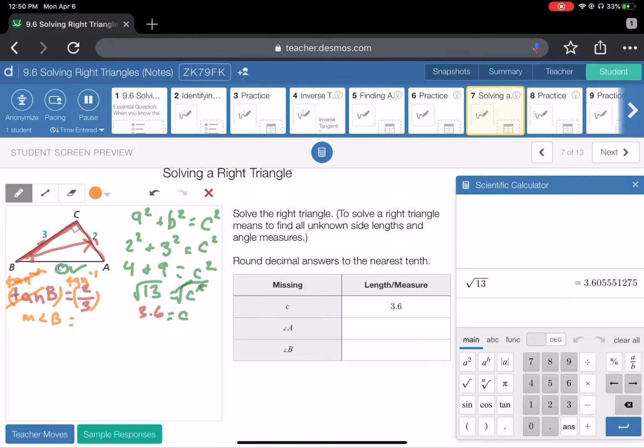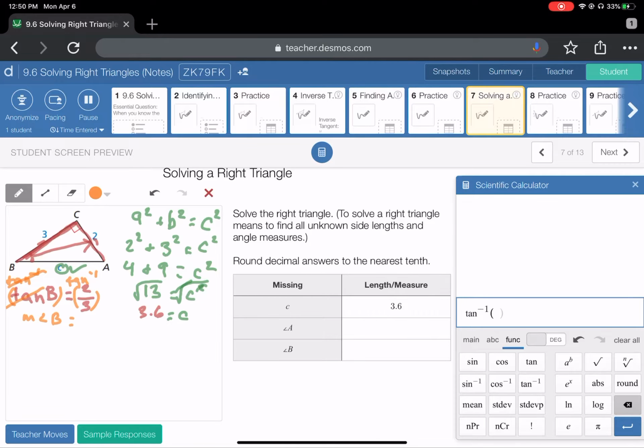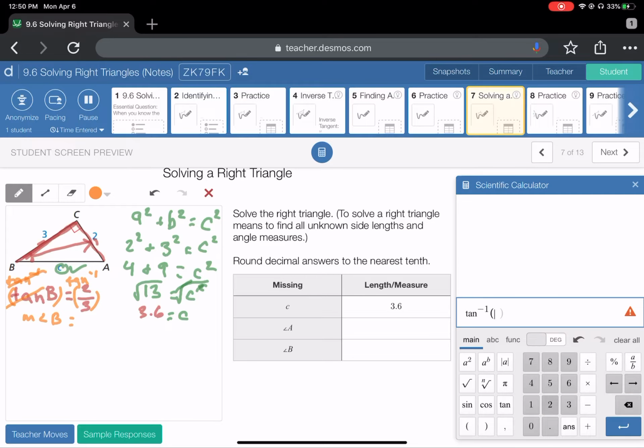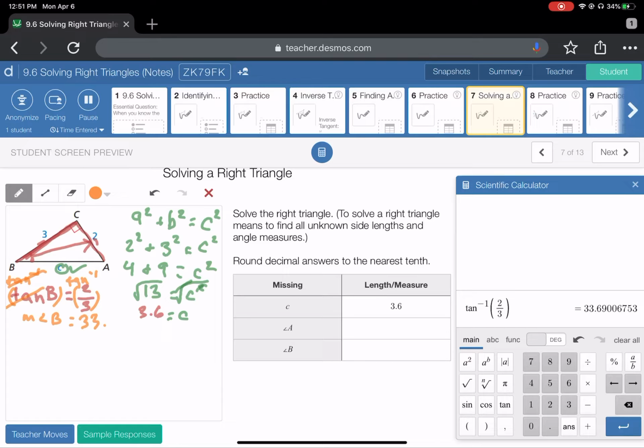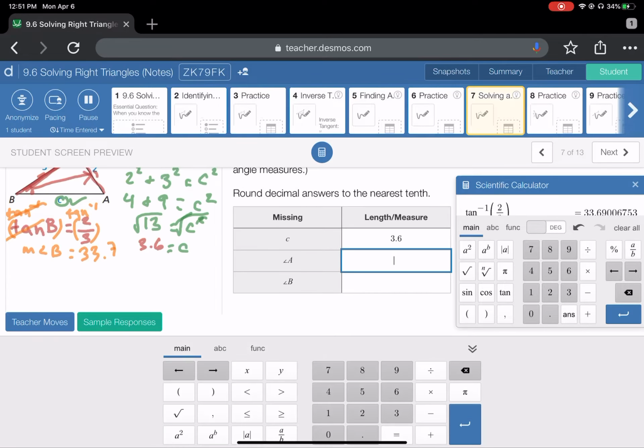So we're going to go to our calculator here. We're going to go to the function, tangent inverse of, and you can just type in the fraction into the parentheses. You don't have to do it separately. And we're going to get 33.69006753, but we want to round that to the nearest tenth, so we're going to do 33.7. Okay, so 33.7.